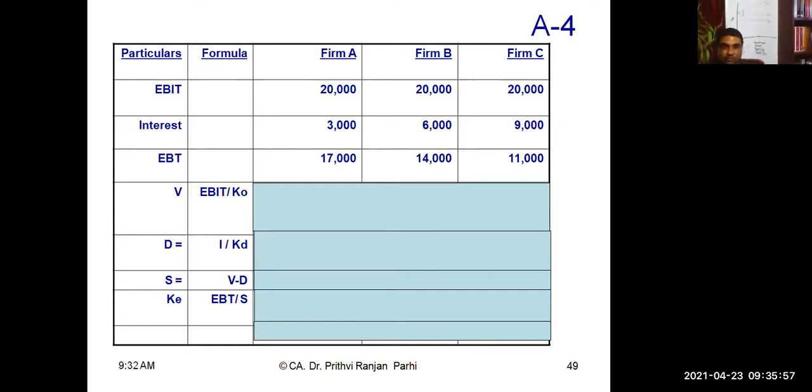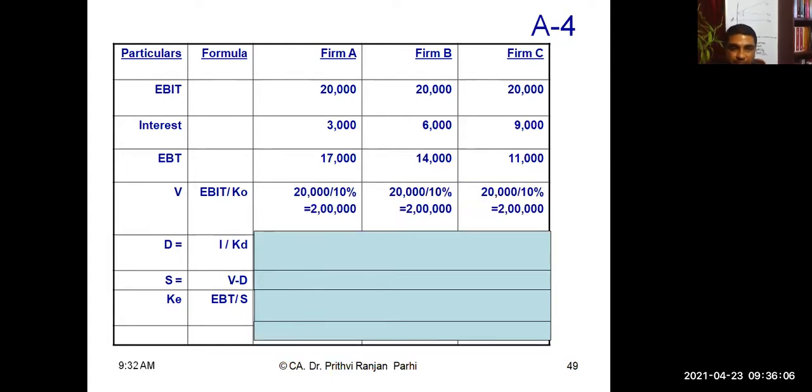2,000 is coming, sir. How much? 2 lakhs. 2 lakh, 2 lakh, 2 lakh. Yes, sir. Okay, in all the cases it is 2 lakh because EBIT is constant and KO is also constant. So as you can see, the value of the firm has not changed, even if the interest figures are different.